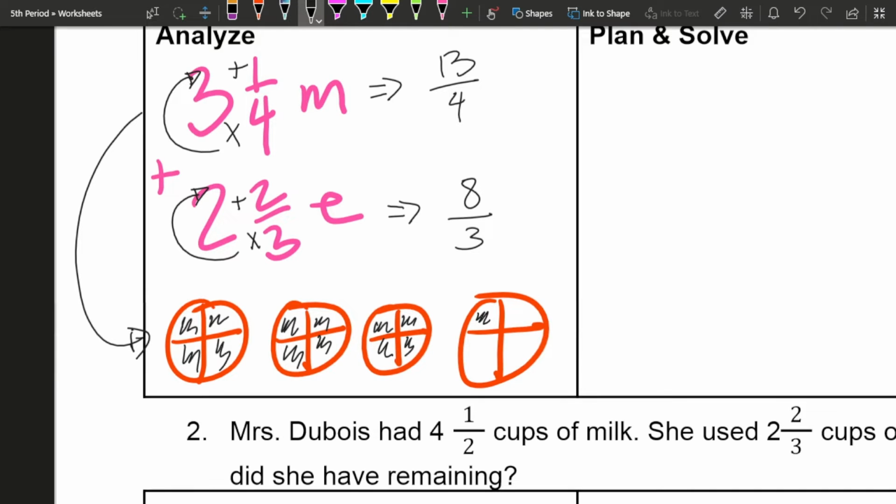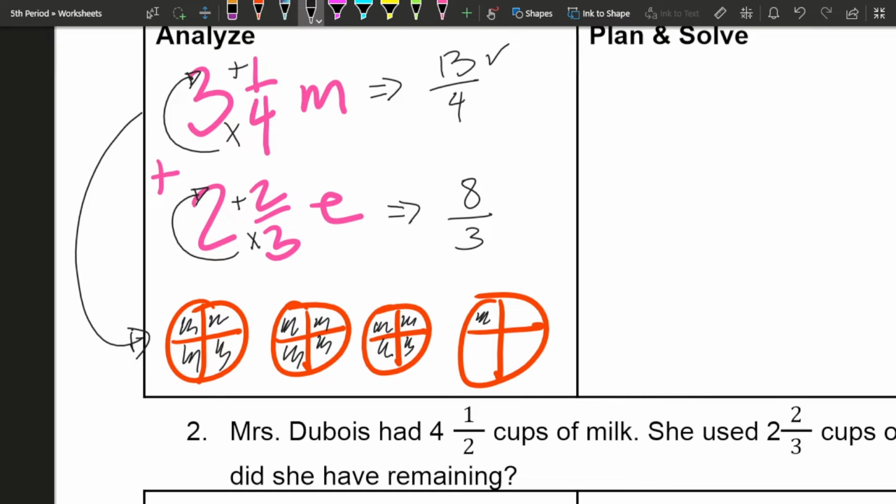Only 1 out of the 4, right? So if I look at this and I count all of the ones that I shaded in, how many did I shade in total? 13. 1, 2, 3, 4, 5, 6, 13, right here. 13 out of how many holes? 4. Isn't that the representation as the other one?